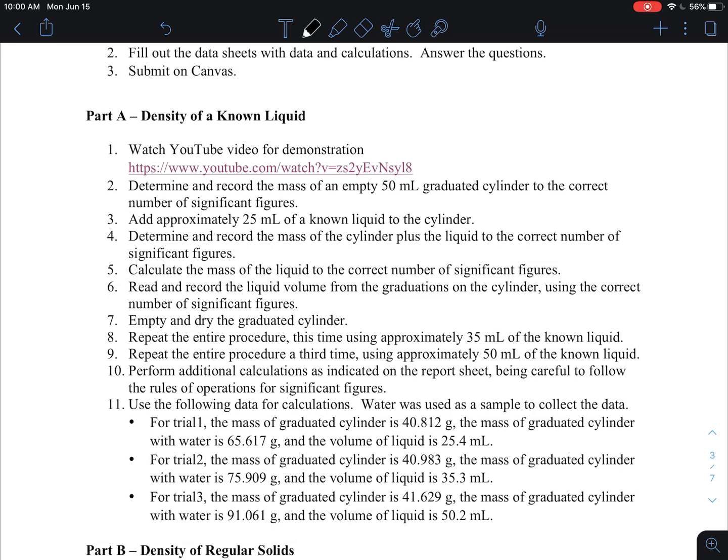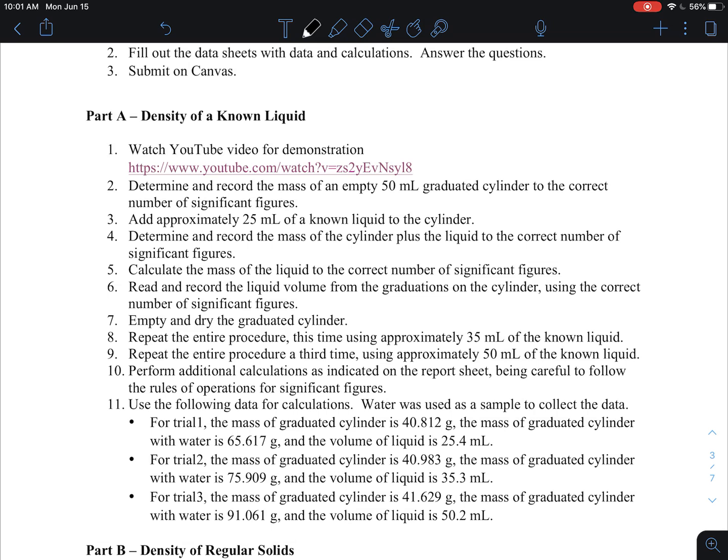The goal of part A is to determine the density of a known liquid. Well, how do you get the mass of a liquid? You can't pour the liquid on a scale, so you have to use a secondary device. What we're going to use is a graduated cylinder. So first, you have to actually take the mass of the empty graduated cylinder. Again, recording your significant figures properly, all of these certain digits and one uncertain.